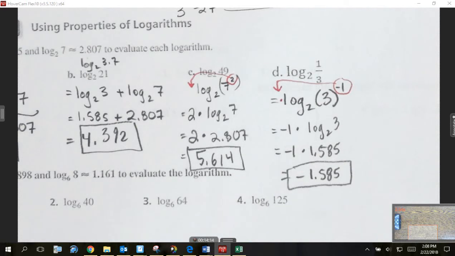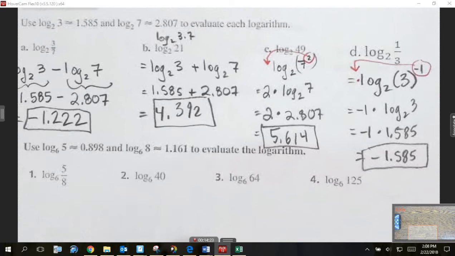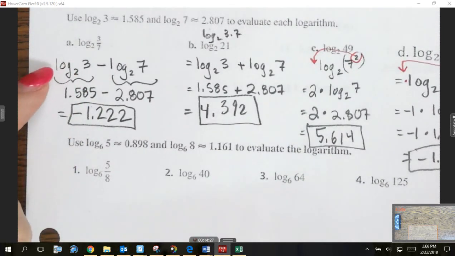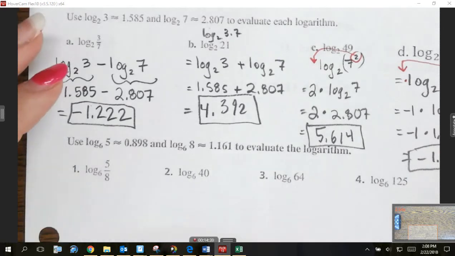Now there are 4 you-try-them questions. Take a moment and try the next 4. I expect to see this first step where you expanded it using your properties, not just an answer.